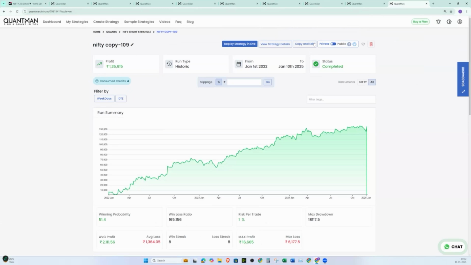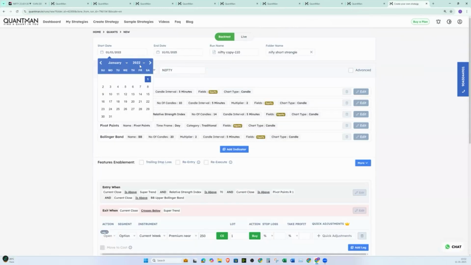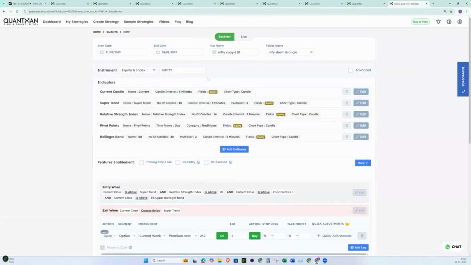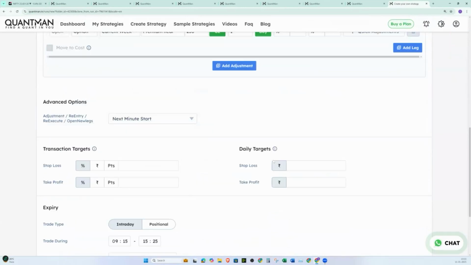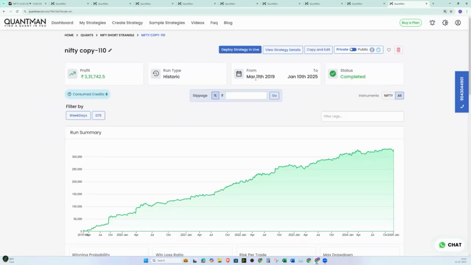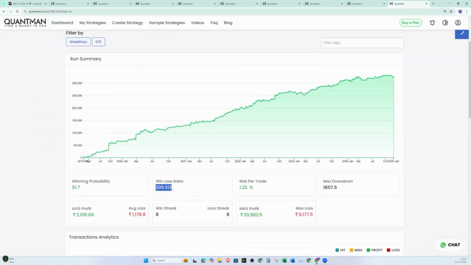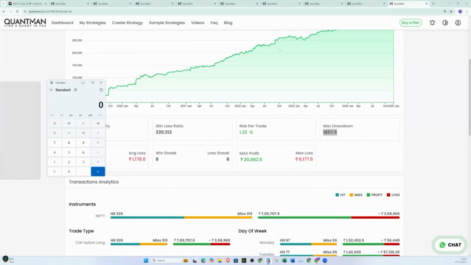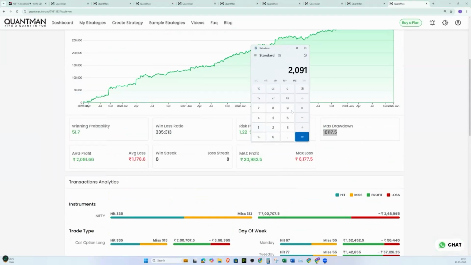Now I backtest on the total data, which for Nifty started from March 11, 2019, the first day Nifty options started. We do the backtest. From 2019 to 2025, this strategy generated around 3L profit, and total trades happened is 600 plus, 648 trades. 1.2 RR risk to reward ratio and 18,000 drawdown. Risk to reward ratio is average profit, 2000, divided by average loss. 1.7 risk to reward ratio with 51% probability.